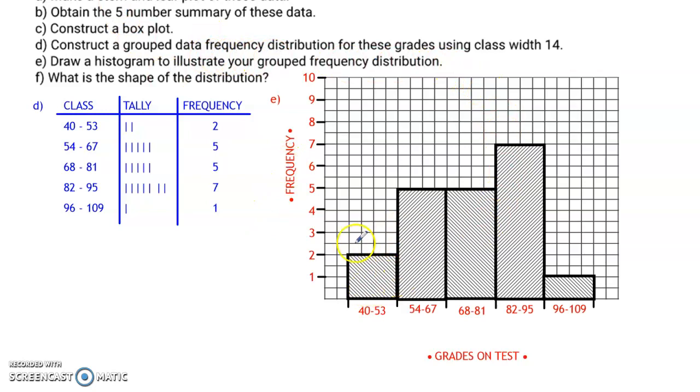Notice that all the bars are 4 boxes wide. That is not a coincidence. They're all supposed to be the same width.